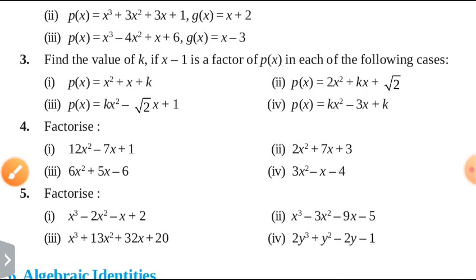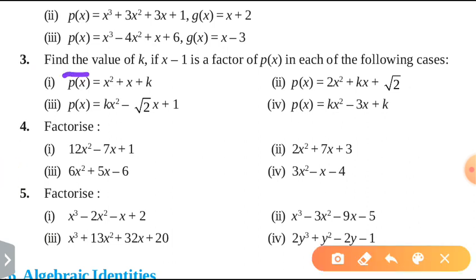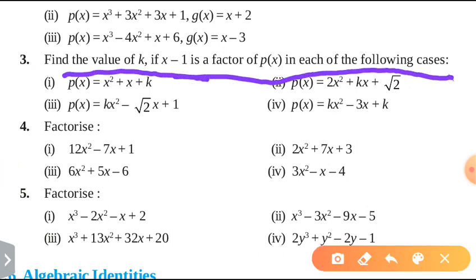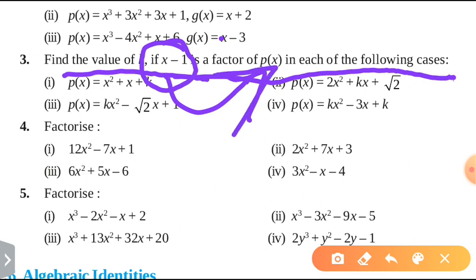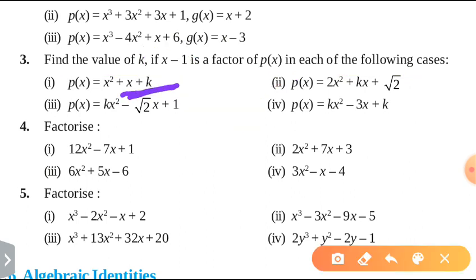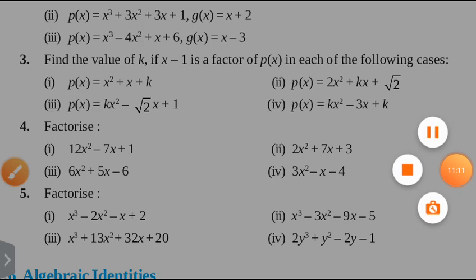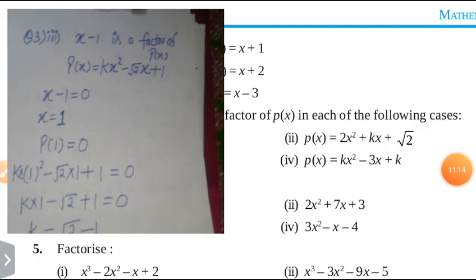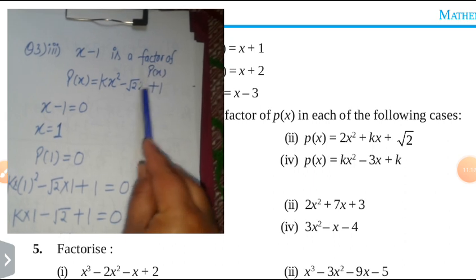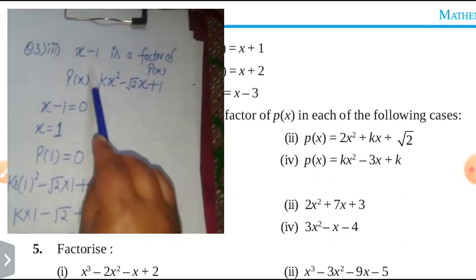Now see the question number 3. Find the value of k if x minus 1 is the factor of px in each of the following cases. See, in the above question, you have to find out whether the second one is the factor of the first one or not. But in this question, if you see clearly, it is already given that x minus 1 is the factor of px, and you have to find out the value of k, this unknown value k, other than the variable x. So see, I have solved some questions. So I told you that x minus 1 is the factor of px, and what is px? Px is this. It is already the factor of this.